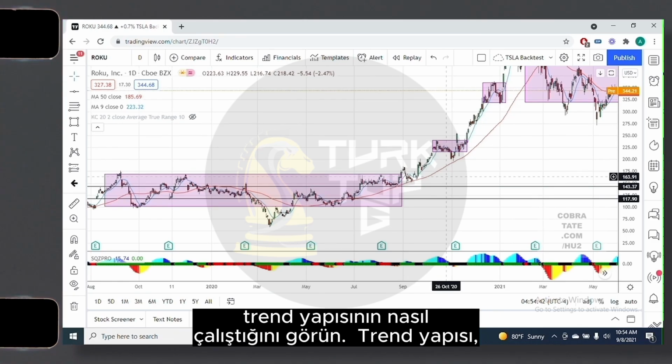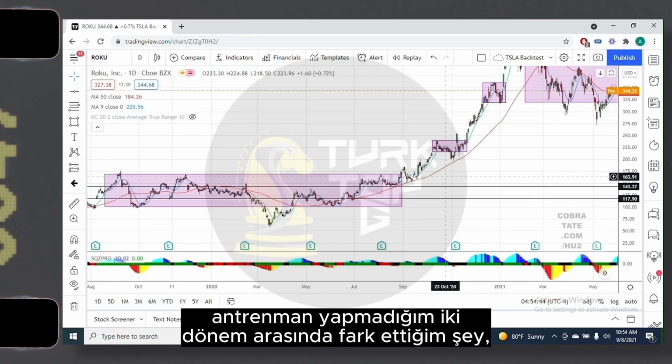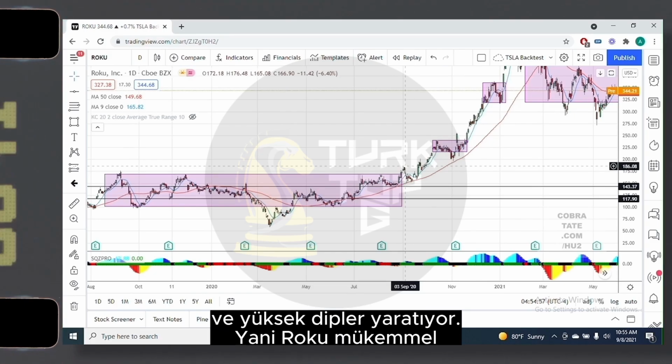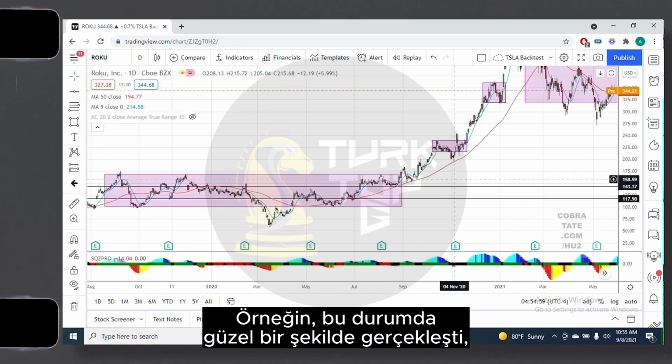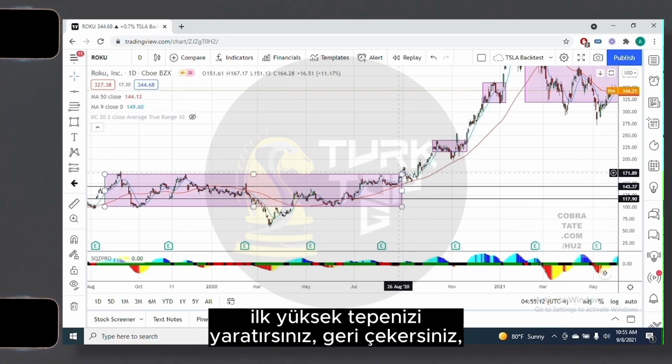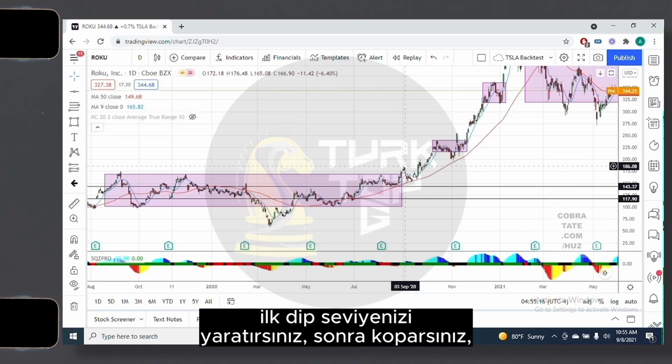So let's see how the trend structure works. What I have noticed, between two non-trending periods, is that the way things trend, it creates two sets of higher highs and higher lows. So Roku is a perfect example because it happened beautifully in this case. But the usual trend structure is you have a breakout, you create your first higher high, you pull back, you create your first higher low.